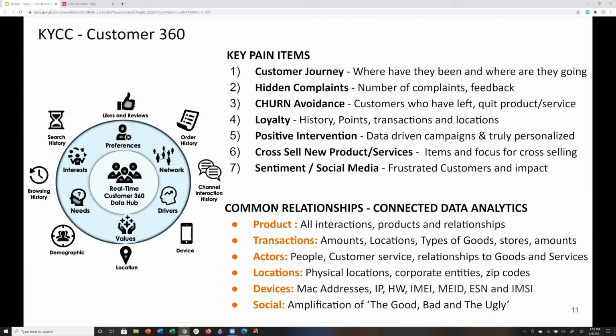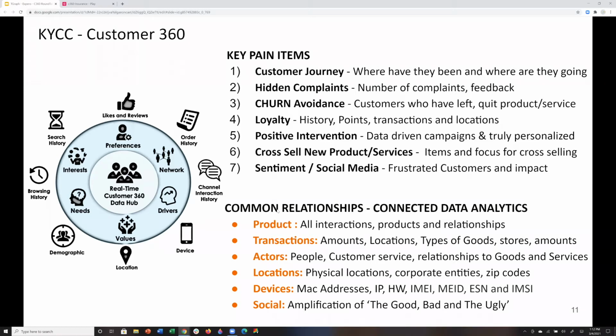We need to understand further where have they been and where are they going, but we need to understand what are their hidden complaints. It takes an extraordinary customer to highlight that they have been through a difficult experience, and silent departures are deadly to businesses. We need to avoid churn. Why have customers left? Why did they quit their product or experience? How do we amplify their loyalty? Especially in the age of COVID, we need to do that in new and different ways than we have thus far. We also need to have positive interventions.